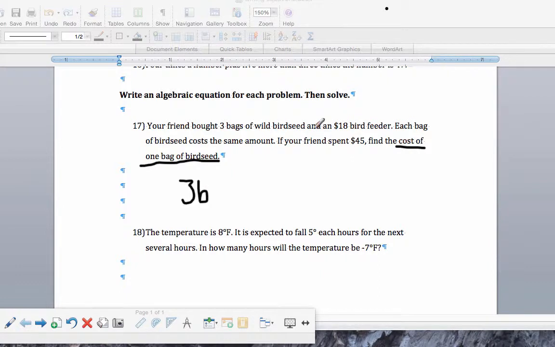I'm also buying an $18 bird feeder. So since that's another expense, we add 18. And my total cost is 45. So we'll set this equal to 45.